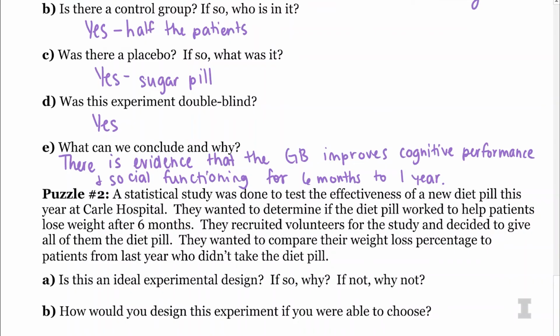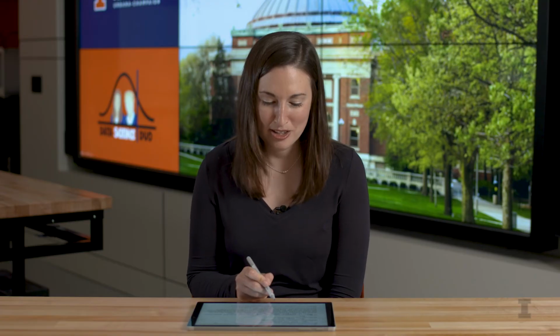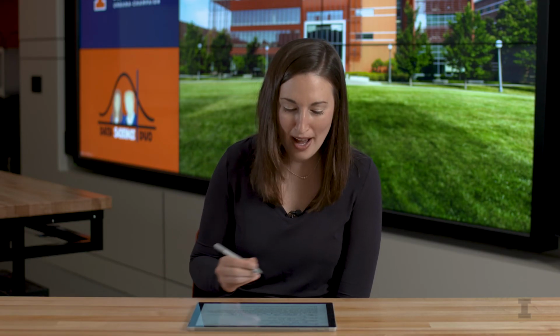So we have to ask ourselves, were those 3 characteristics present? Was this randomized? Was it controlled? And was it double blind? And we said it definitely wasn't randomized. They didn't mention that. It looks like it wasn't double blind either. They know they were comparing the patients who took the pill to patients from last year. And then it technically was controlled because we do have that comparison group. But this isn't ideal. In order for it to be ideal, you'll have to meet all 3 of those criteria, not just one. So I'm going to go ahead and say no.